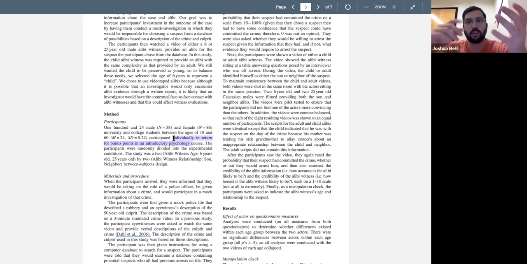What was their incentive to do this? If you want to pay people, you can say that. If you want to give them extra credit, you can do that. There should typically be some sort of incentive in order to actually drive people to want to participate. The participants were randomly divided into experimental conditions.